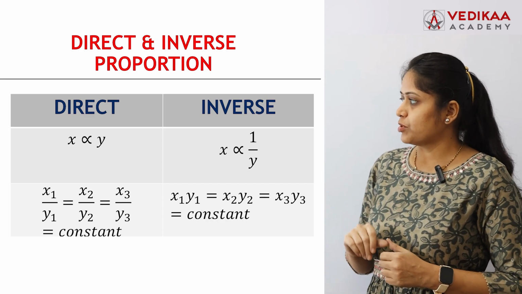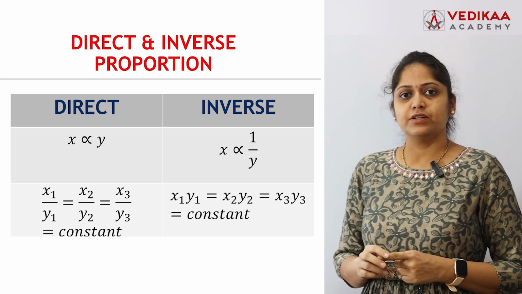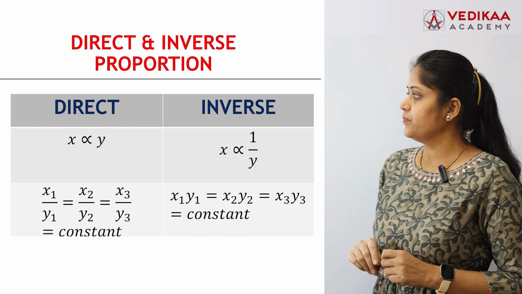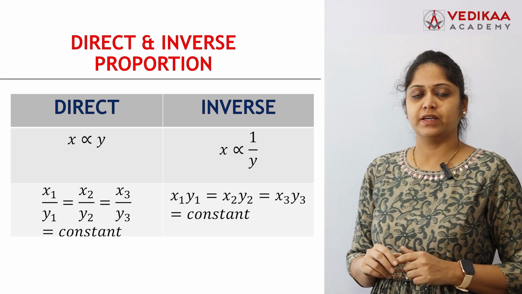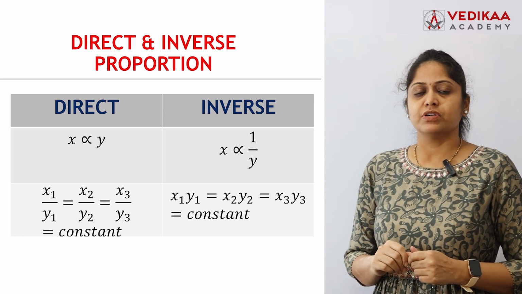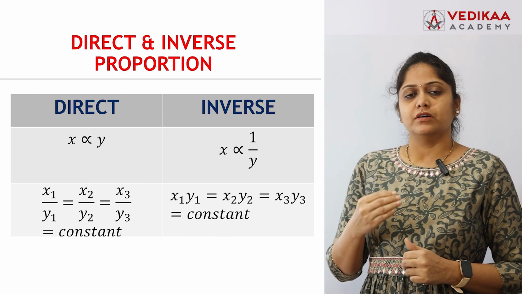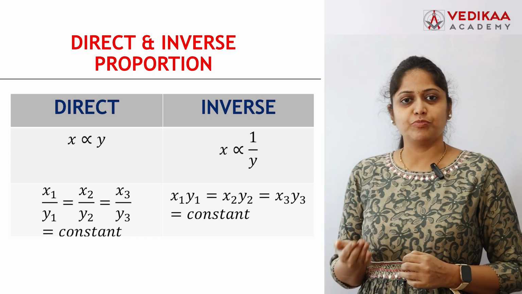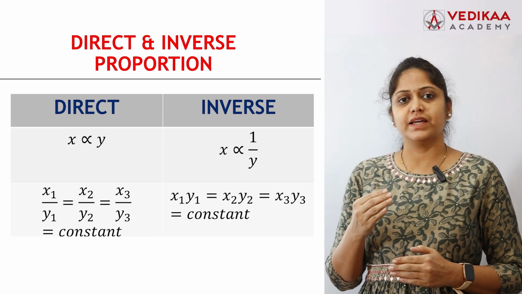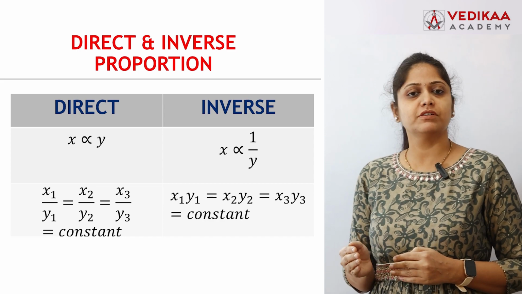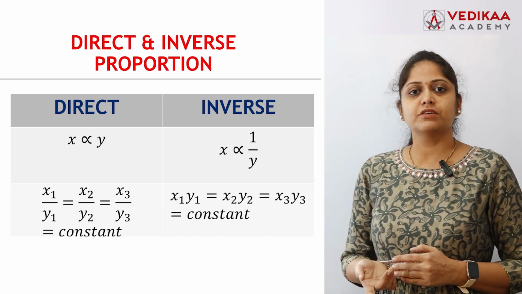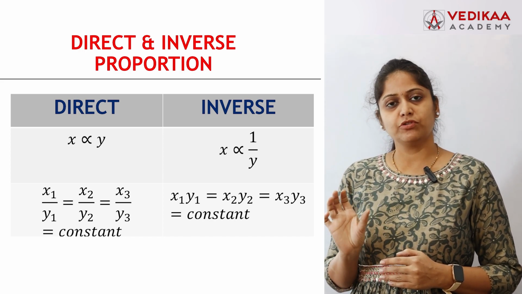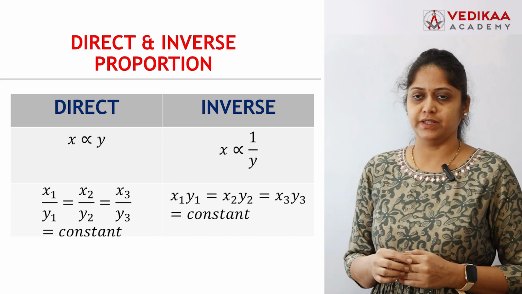The symbol of direct proportion is given here. Let's say two parameters are there, x and y. So x is directly proportional to y. In the table you can see that it is denoted with x directly proportional to y. In direct proportion, the division is constant. So we can say that x1 upon y1 is equal to x2 upon y2 is equal to x3 upon y3, which is equal to a constant. That constant is known as the constant of proportionality.